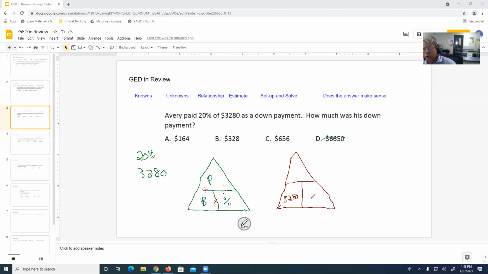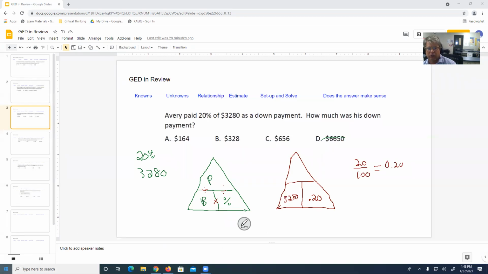And the percent is 20%, but we change that to a decimal by moving the decimal 2 places to the left. That becomes 0.20. Because remember, 20% means 20 out of 100. And 20 out of 100 is the same thing as 0.20. So what I pick up on is, if I multiply the 3,280 times 20% or 0.20, that'll allow me to get the answer there.